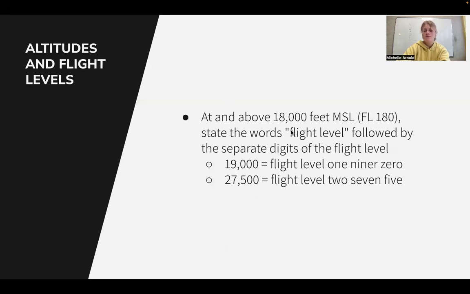And then at and above 18,000 feet MSL, we're going to use the words flight level followed by the separate digits of flight level. For reading this, you would just add 2 zeros after it says FL and then the number. So for 19,000 feet, you would say flight level 190, and then the extra 2 zeros are assumed. Or for 27,500, you would say flight level 275.